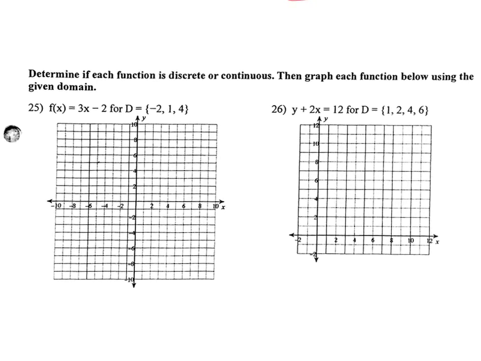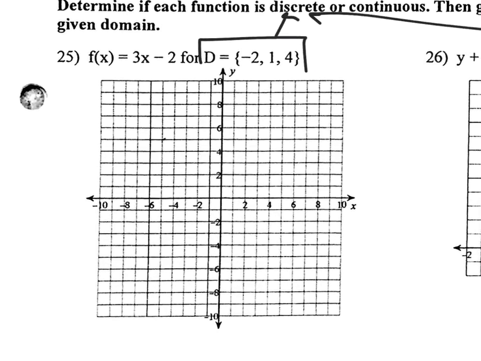Determine if the graph is discrete or continuous, then graph the function using the given domain. So anytime we have a given domain, that's an example of discrete. So both of these are going to be discrete. So we just need to go ahead and graph them. Don't let the way number 25 is written confuse you with that f of x. Remember, that's just another way to write y. So you could even rewrite this, y equals 3x minus 2.